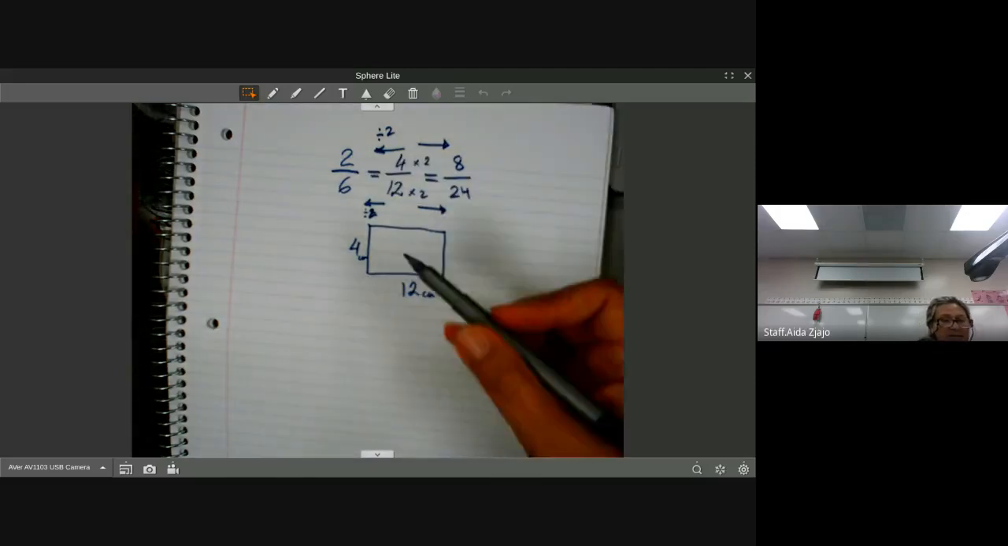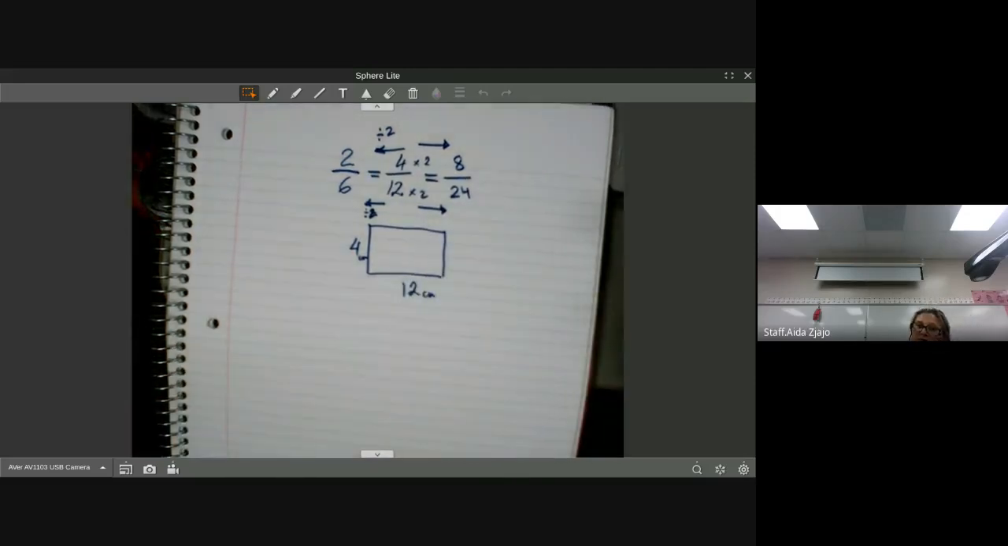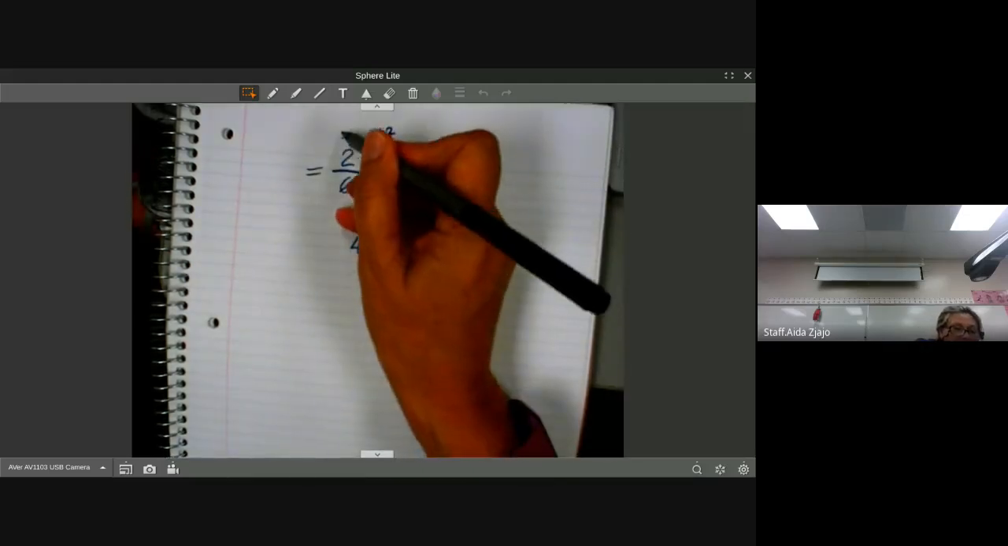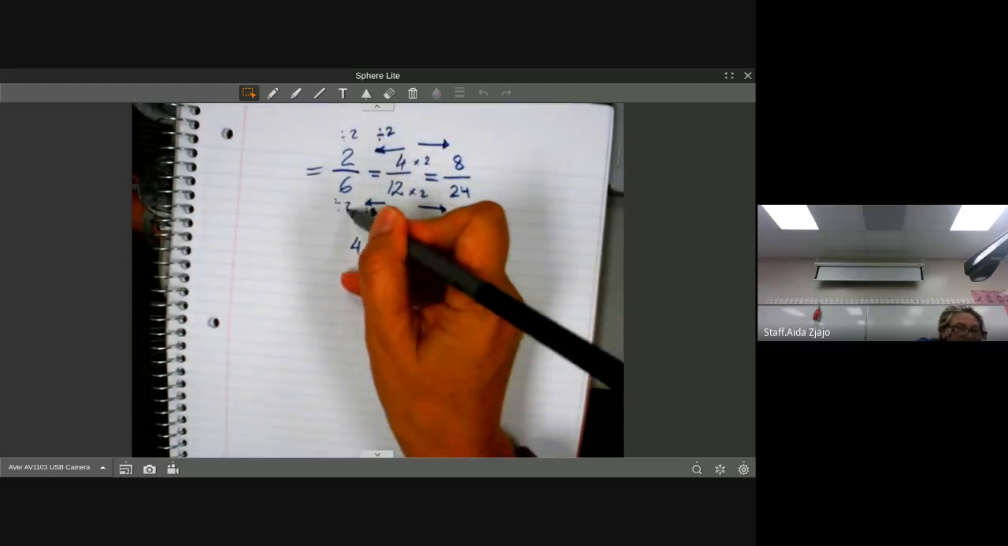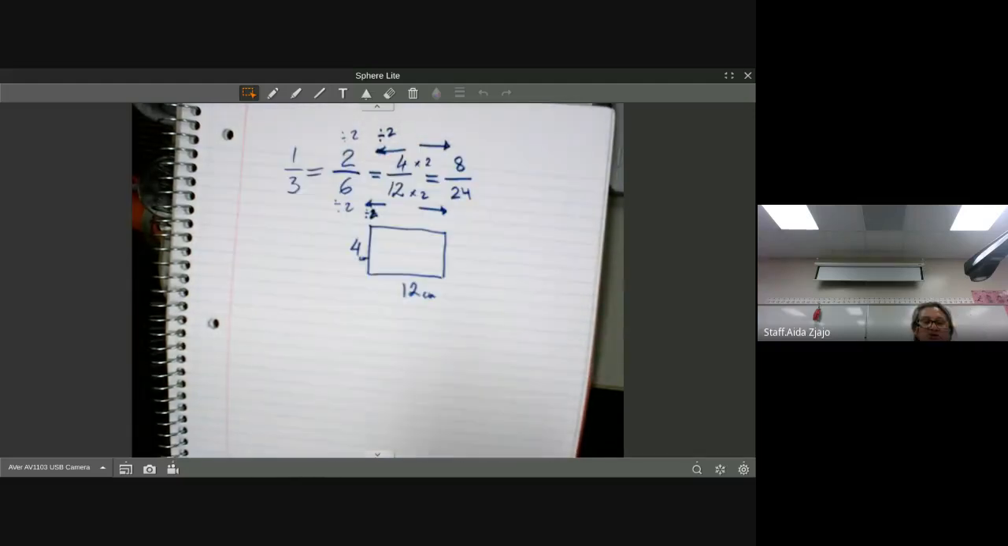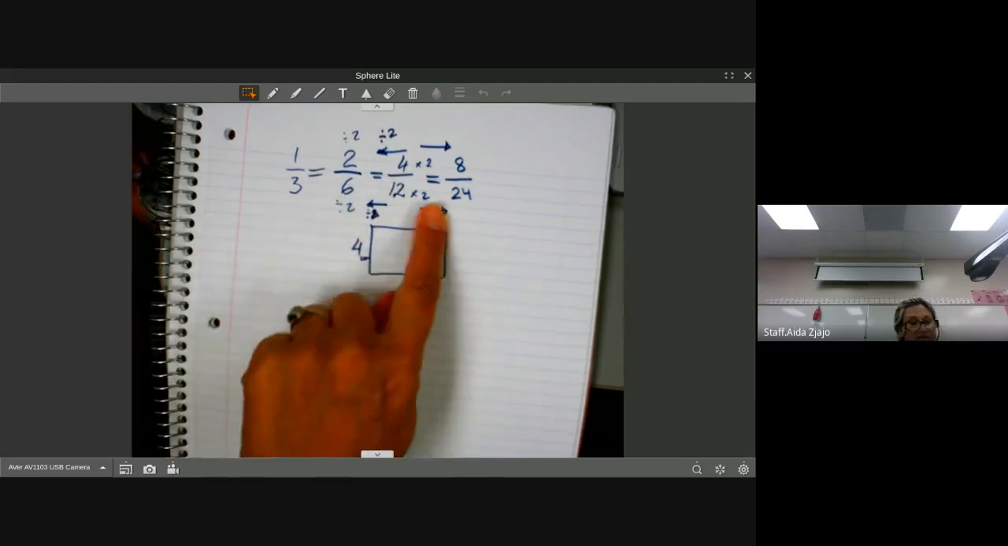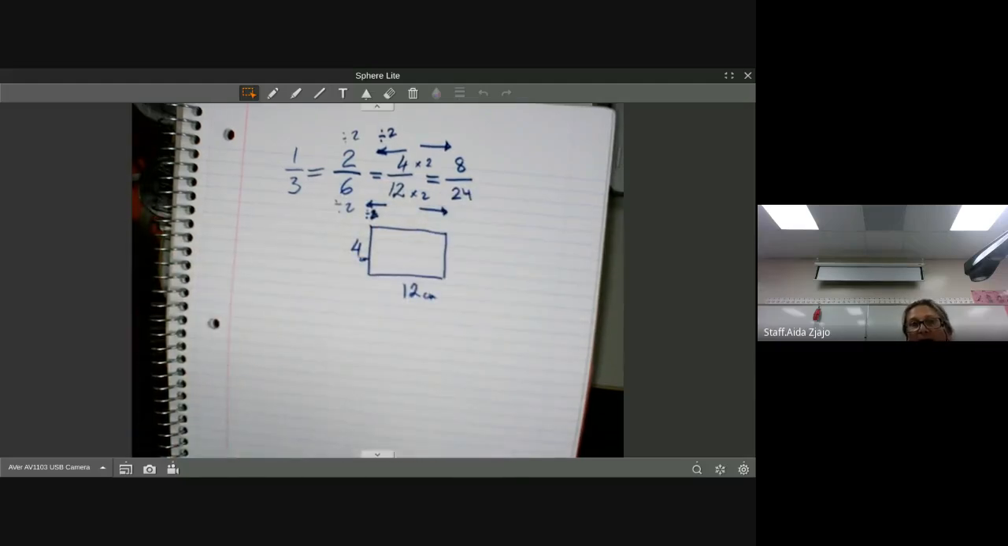So this could be a similar rectangle. Also, I can go one more time, and then I will get 1/3. So 1/3 is the same as 2/6, the same as 4/12, so you get different values for the rectangle, but they will be similar rectangles.